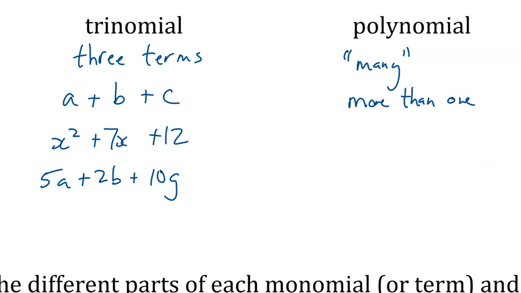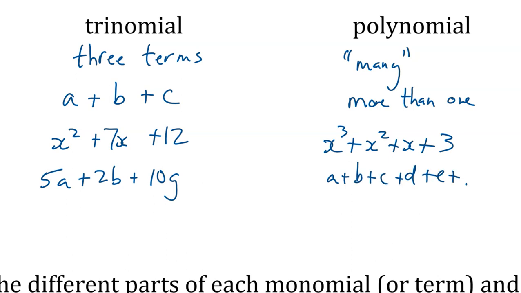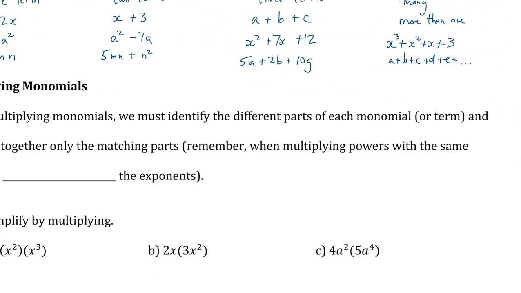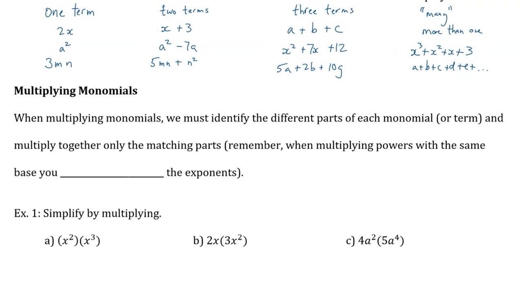But we use it for something that has more than three terms, we would call it a polynomial. So x cubed plus x squared plus x plus 3. That's got four terms, so that would be called a polynomial. a plus b plus c plus d plus e plus dot dot dot, and so on. You get the idea. So polynomial is kind of a catch-all term for all these different kinds of things that we talk about. We're specifically working with monomials for today.